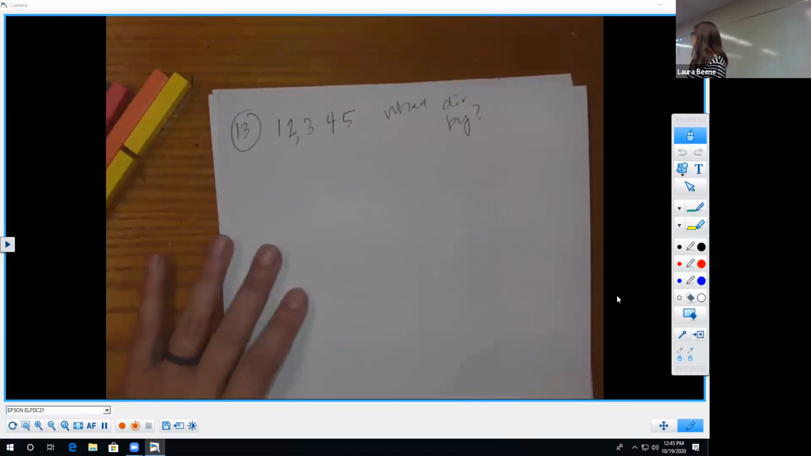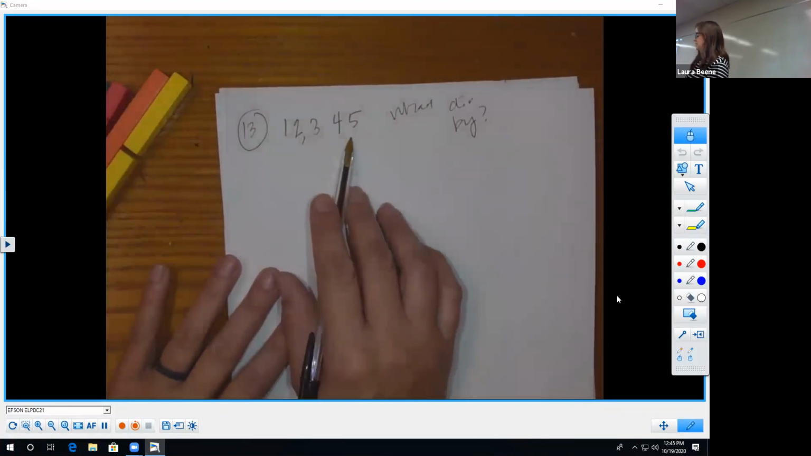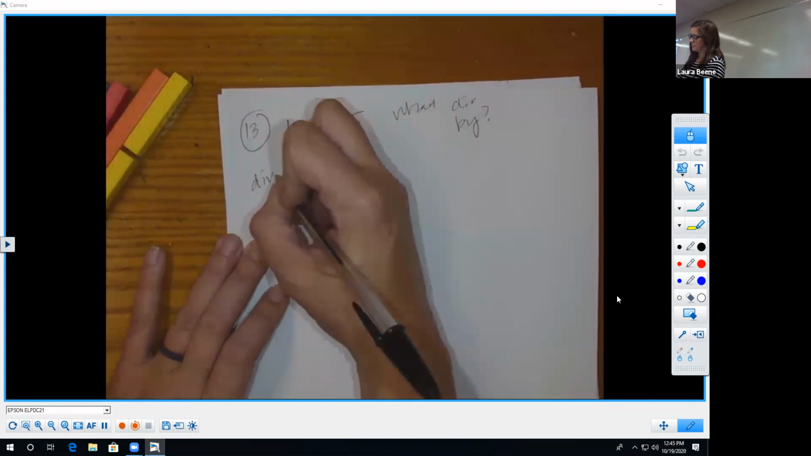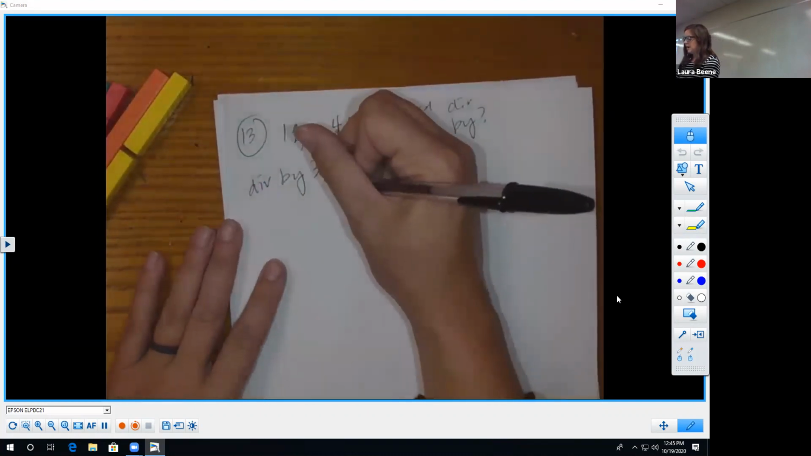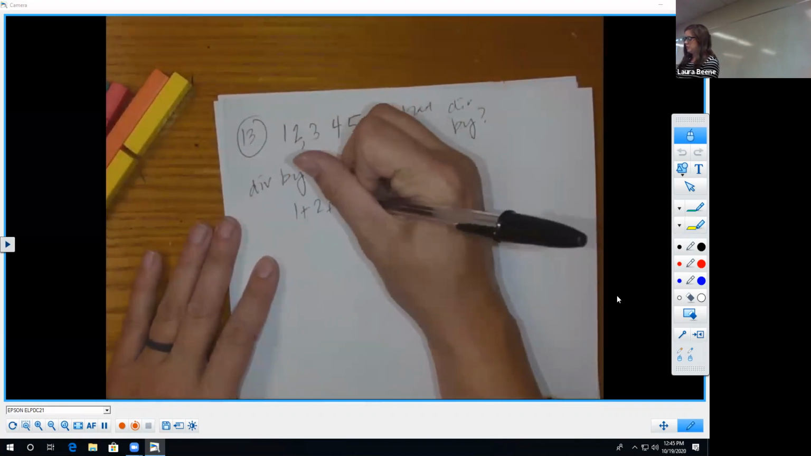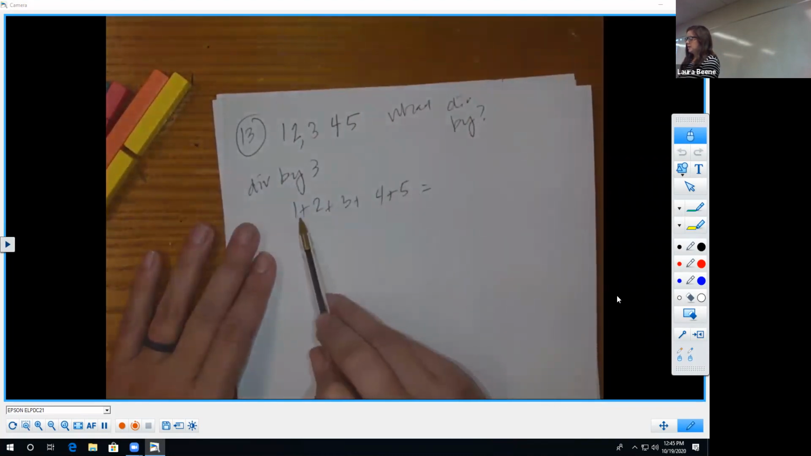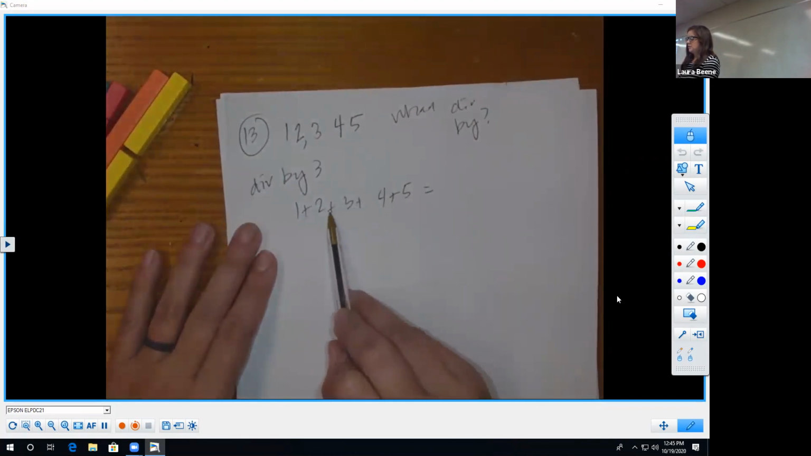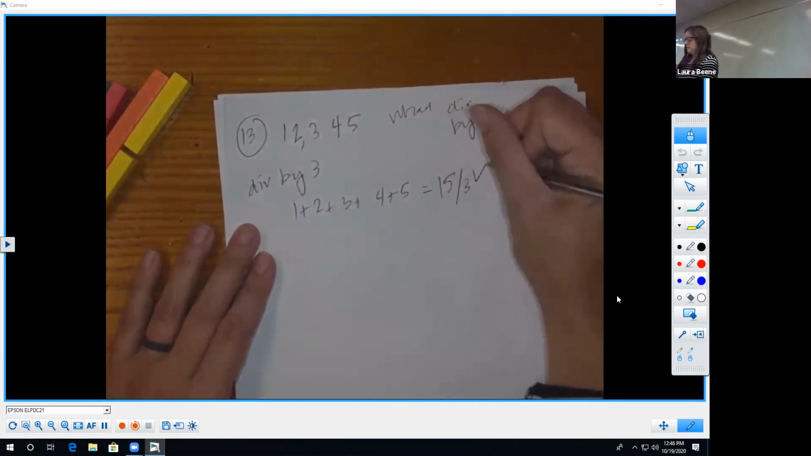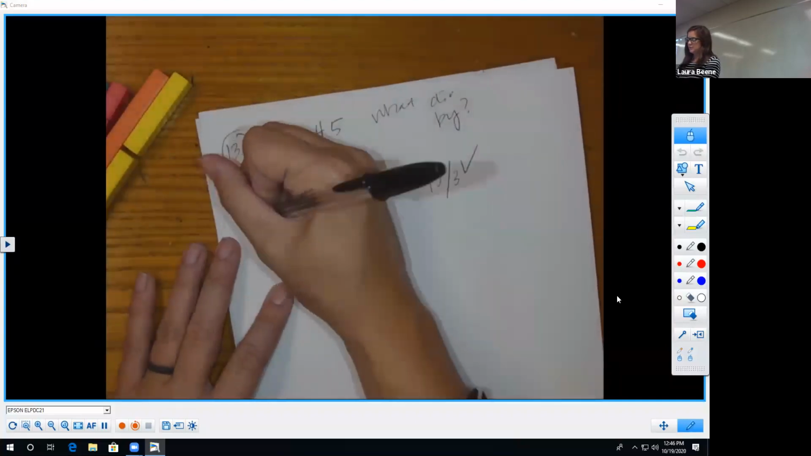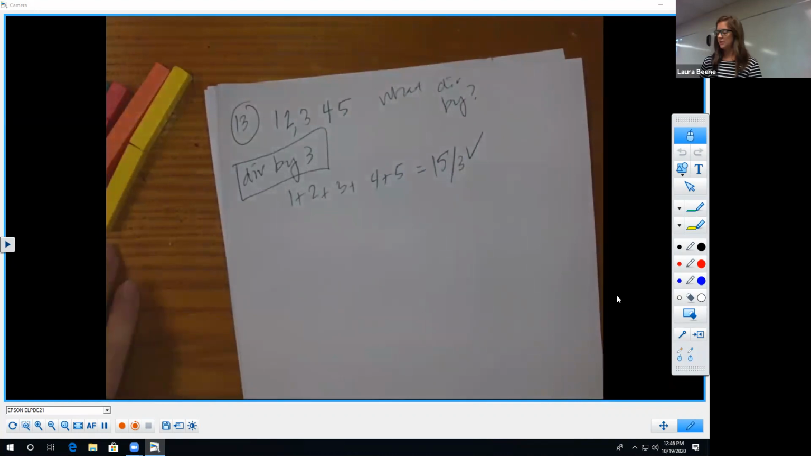Is it divisible by 2? No. How do you know? It's an odd number. Okay, is it divisible by 3? The way you decide is you add your digits together. 1 plus 2 plus 3 plus 4 plus 5. That is 15. Is 15 divisible by 3? Yes. So yes, it is divisible by 3. Is it divisible by 4? No, because it's not even. It's not divisible by 2.